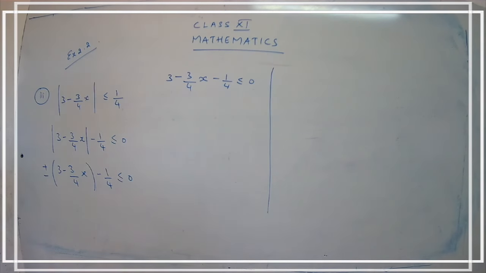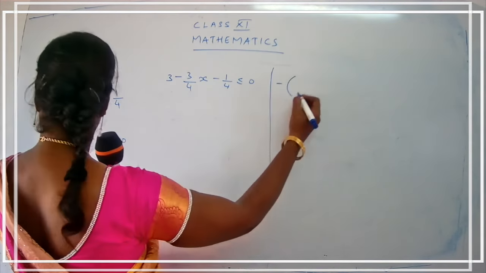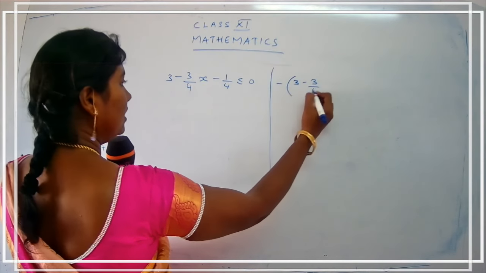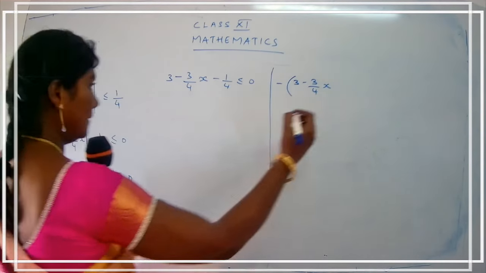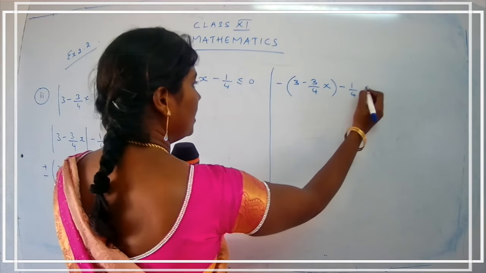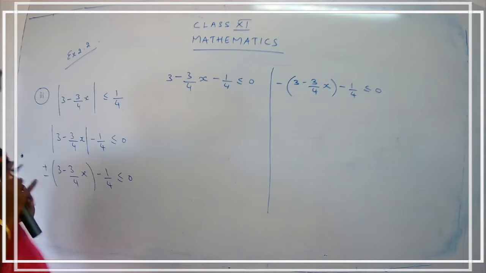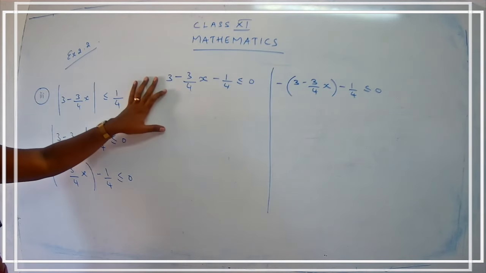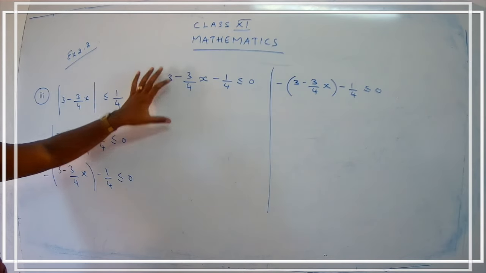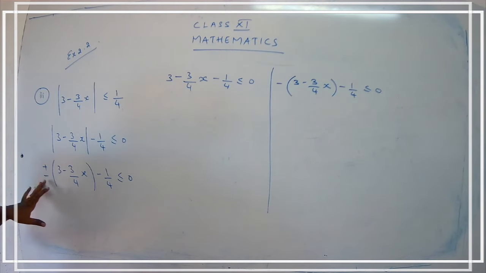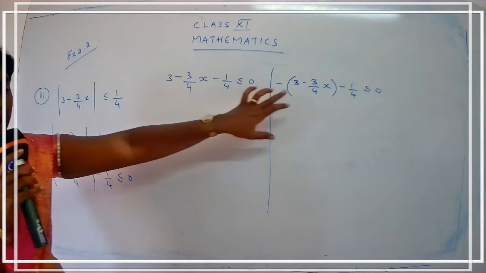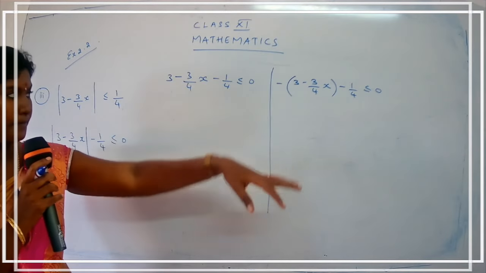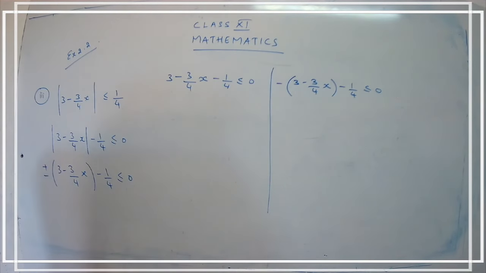Now I'm going to consider the negative case over here. So I'll take here minus 3 minus 3 upon 4x minus 1 upon 4 less than or equal to 0. See, the first one I have taken as positive, so no need to worry when you have a positive sign, I am taking it directly. But when I am considering the negative one, I'll just use a bracket here. I'll just do one more step so that you will have no confusion.